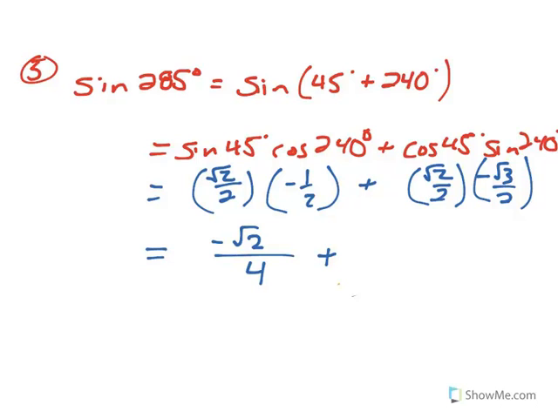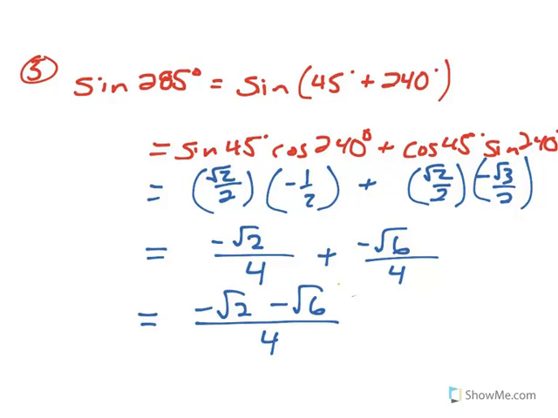Square root of 2 times negative square root of 3 is negative square root of 6. 2 times 2 is 4. To add two fractions that have common denominators, you add or subtract the numerators. These are not like terms, so we cannot actually add them together.